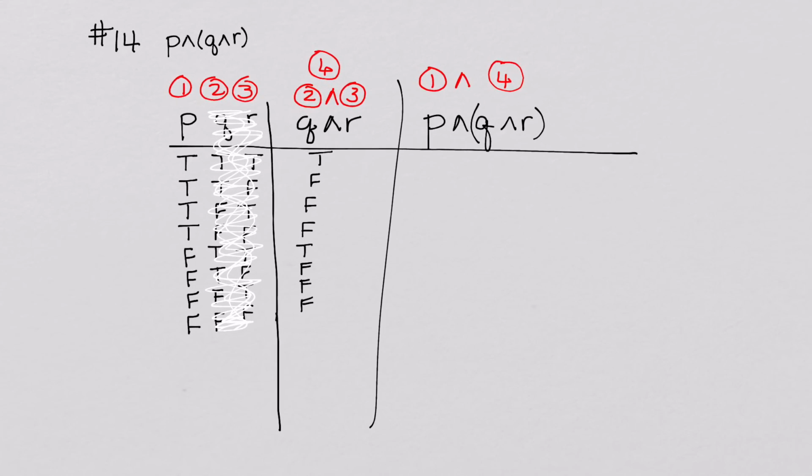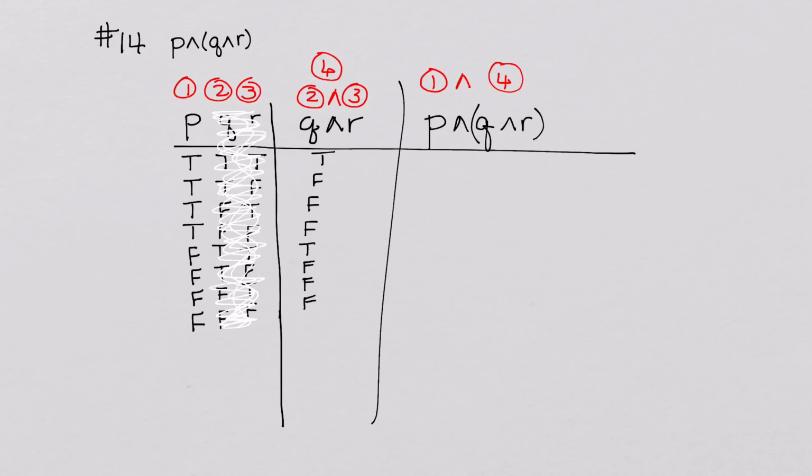Okay. So we've got 1 and 4. So true and true, which makes true. True and false is false. And what I'm looking for is another true and true, and I don't have any. So it's going to be false all the way down. 1, 2, 3, 4, 5, 6, 7, 8. And that's very badly out of alignment.